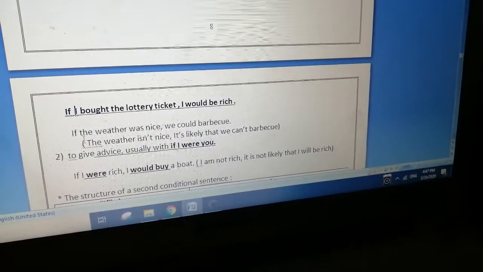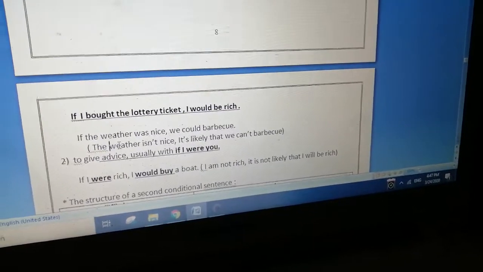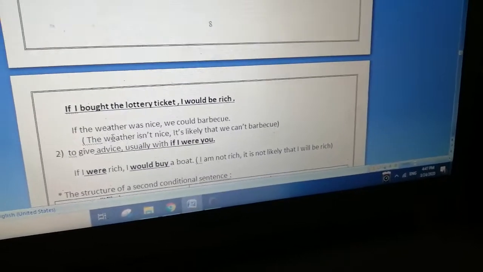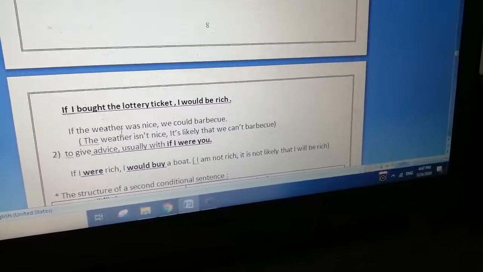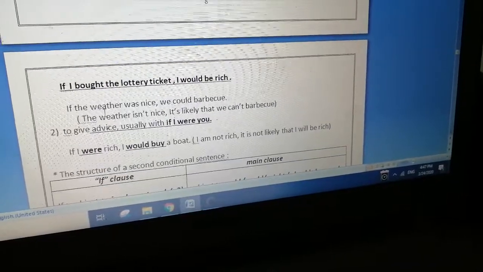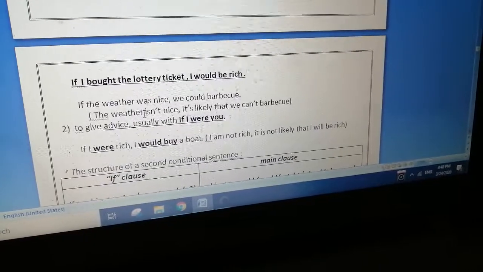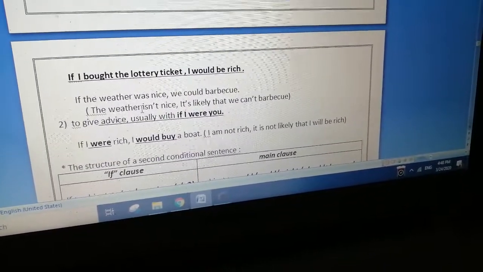Another example, if the weather was nice, we could barbecue. The weather isn't nice, so we can't barbecue. So this is an example of second conditional, type 2. Now we use it for unreal possibility, or we use it for advice.